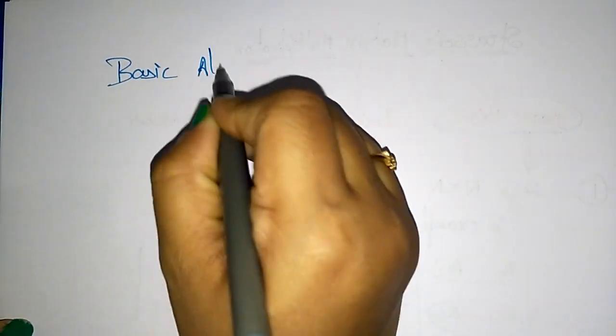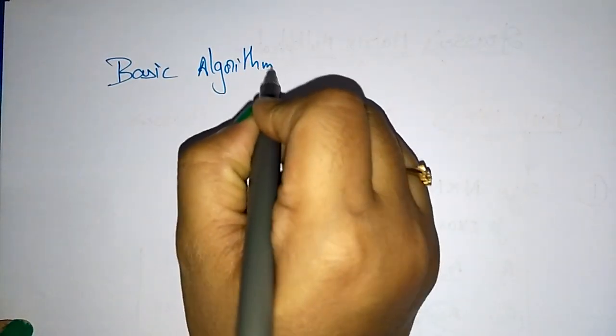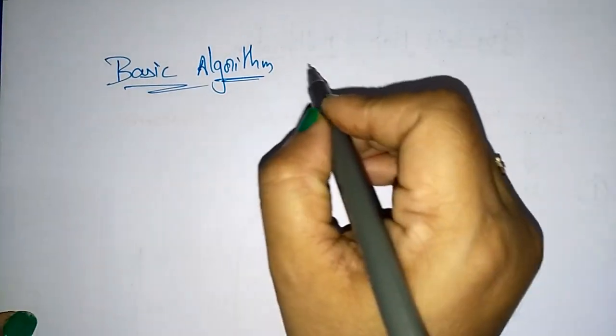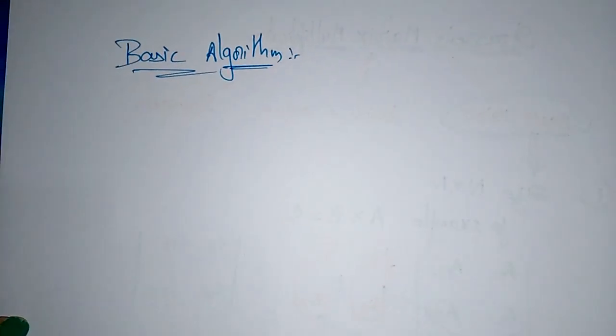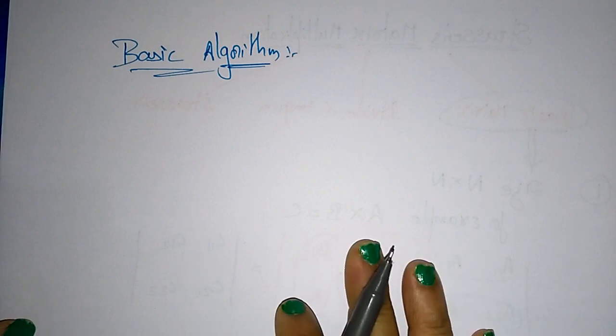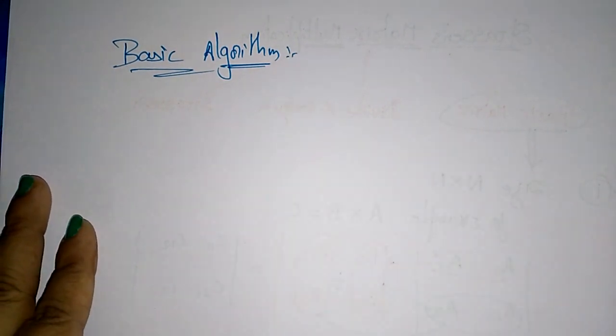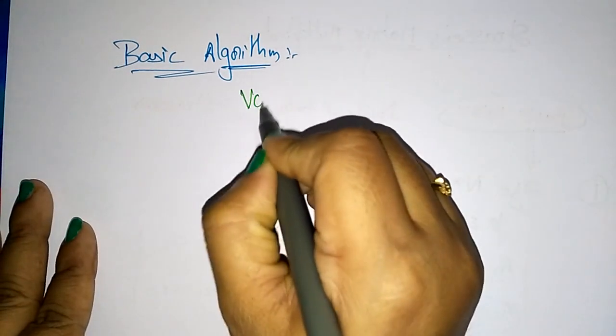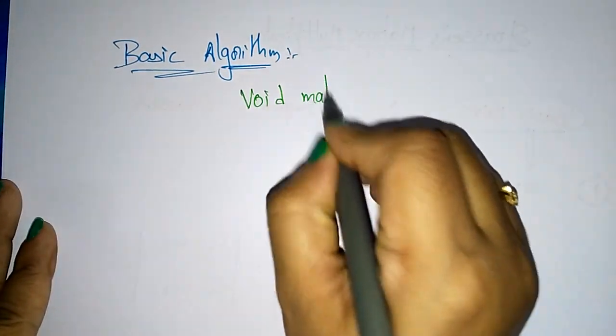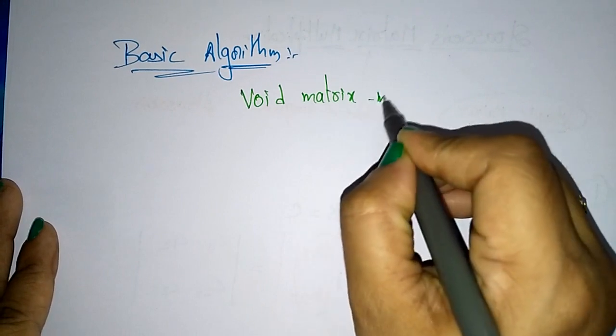Basic algorithm. Here I am explaining only the basic matrix multiplication. We won't enter into Strassen's matrix multiplication. First we'll see what this basic multiplication is. Void matrix multiplication.